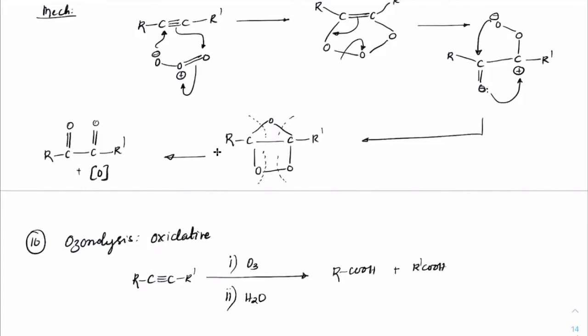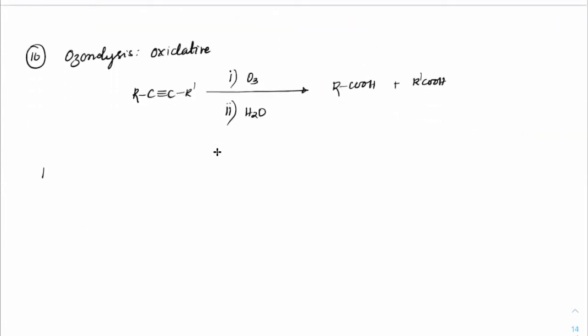It is happening similar to that of acidic KMnO4. So if you take acidic KMnO4, you'll get acids, right? All three bonds will be broken and it will become acids. Think along the same lines. Mechanistically, if you check how it is happening, first an ozonide is formed.